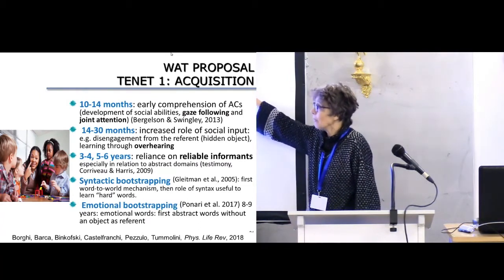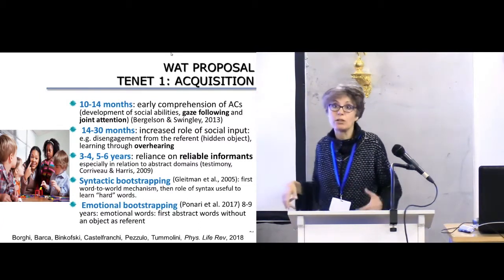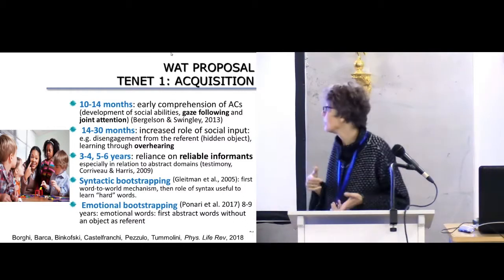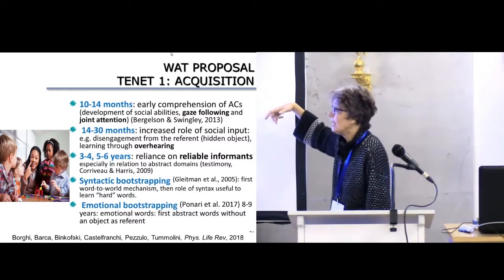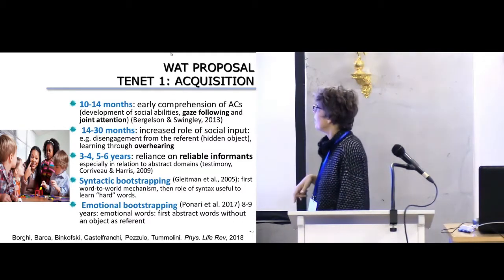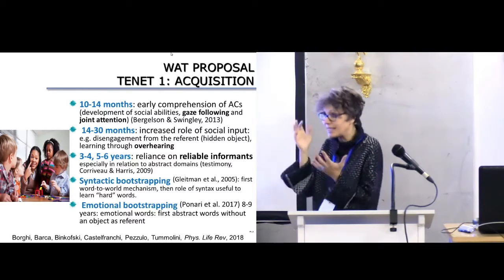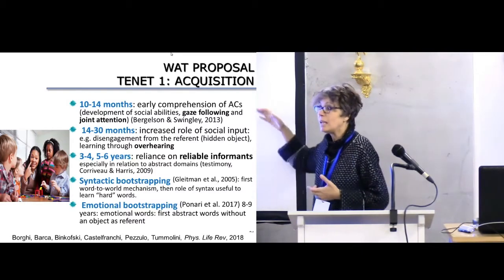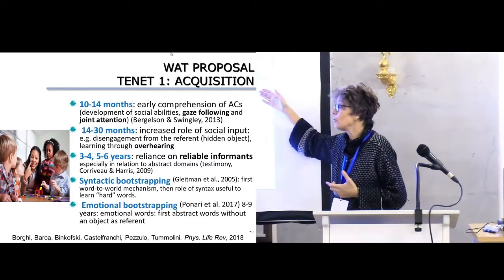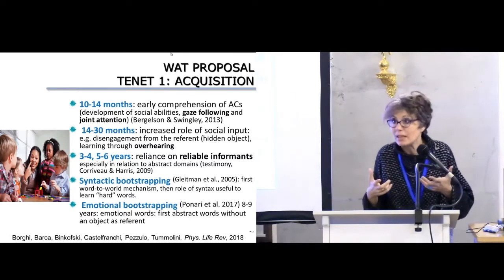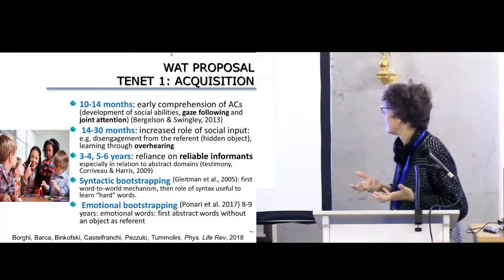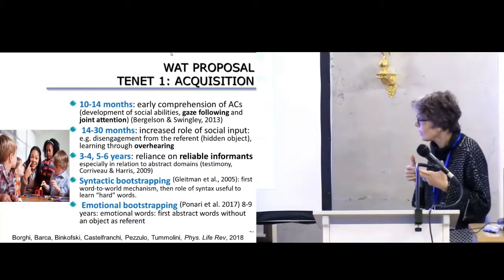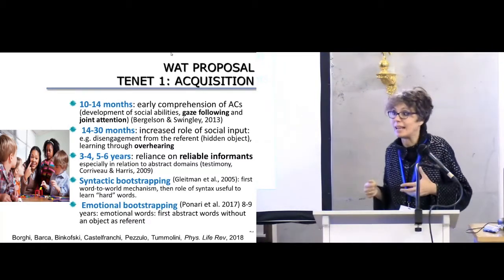Then around 3, 4, and 5, 6 years, there are a lot of studies on testimony that show that children learn to rely on reliable informants. So they select the reliable informants, in particular when they have to be told information on abstract concepts, or concepts related to abstract domains.